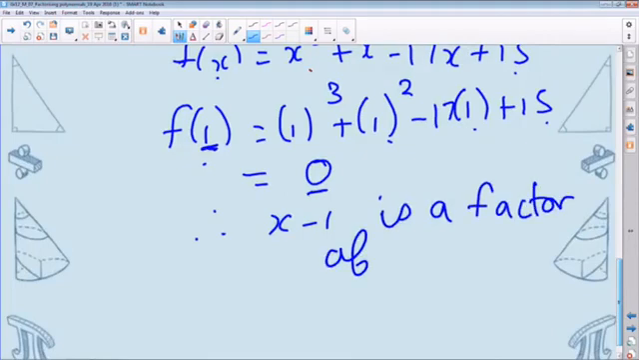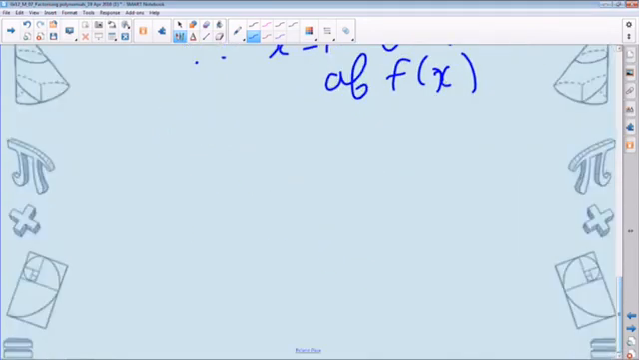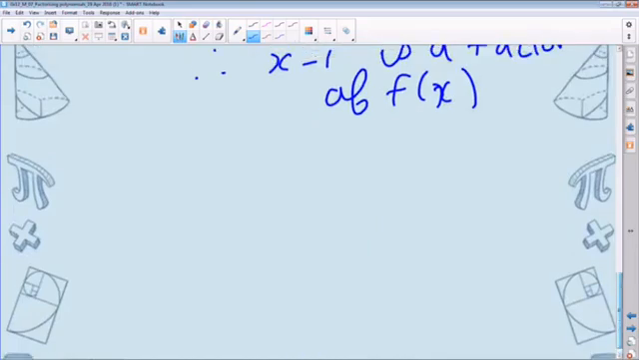Okay, so you see how that relation works. If your remainder is 0, you've actually found a root of this polynomial f of x. So we know that x minus 1 is a factor, but I need to find the other factors.